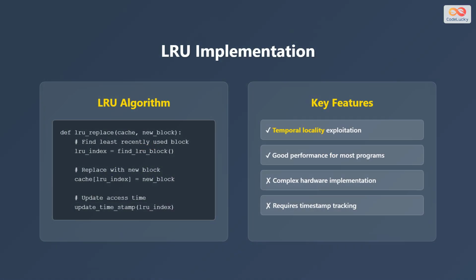Let's discuss the least recently used, also known as LRU, implementation. The steps for the algorithm are: first, find the least recently used block. Second, replace it with a new block. Finally, update the access time. Some of its key features are temporal locality exploitation and good performance for most programs. However, it has a complex hardware implementation and requires timestamp tracking.